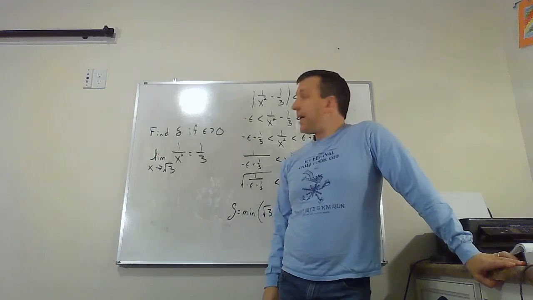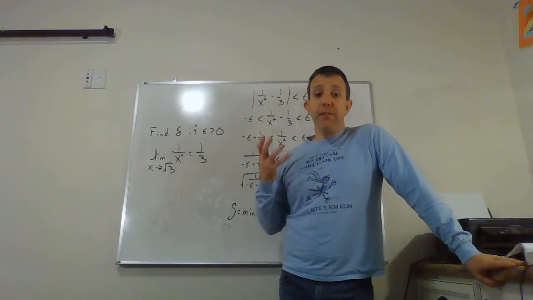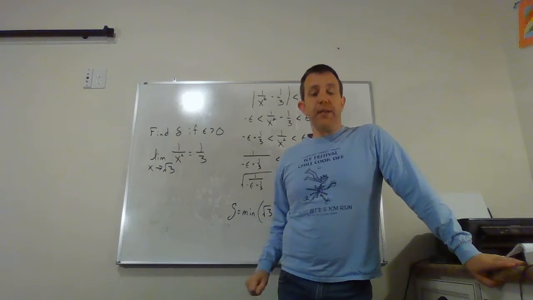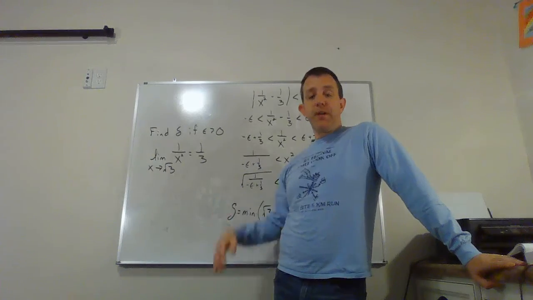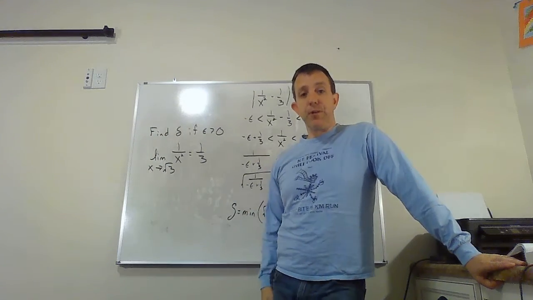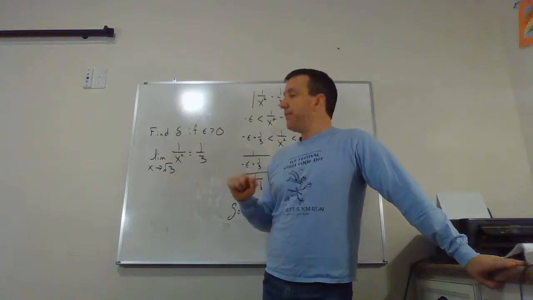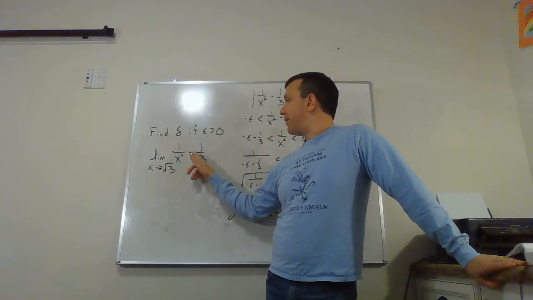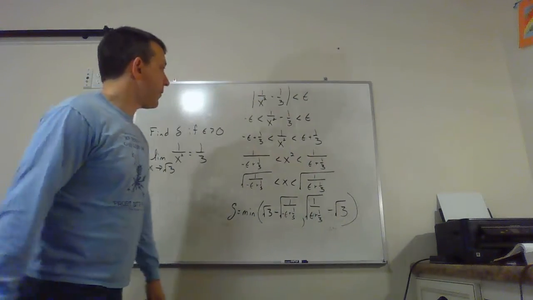All right, our last example. Find delta if epsilon is greater than 0. So again, we have a generic arbitrary epsilon of unknown size. Here's the limit that we want to try and do it for: the limit as x approaches the square root of 3, that's fun, of 1 over x squared, and that is equal to 1/3. That's what we want to find delta for.